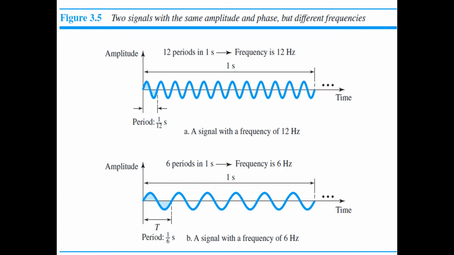So in this case, the frequency in the first graph is 12 hertz, whereas in the second graph it is 6. So the amplitude in both the graphs remains the same, that is, in 1 second the highest amplitude remains the same, but the frequency here has changed.